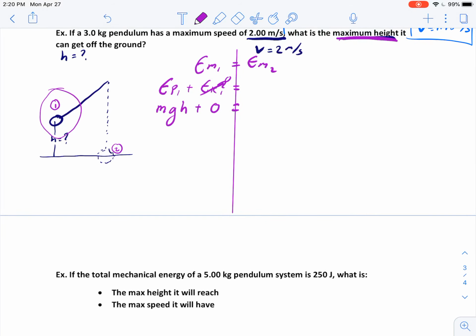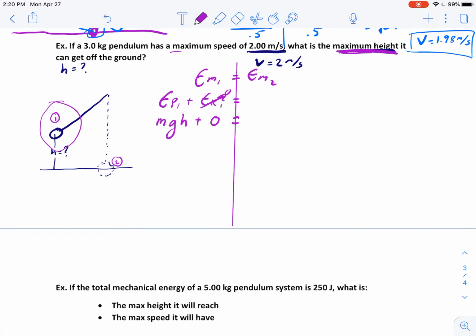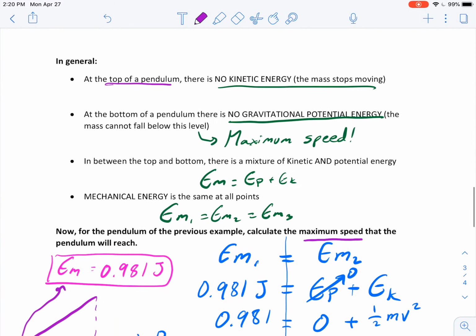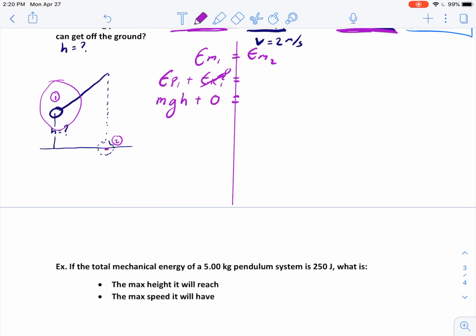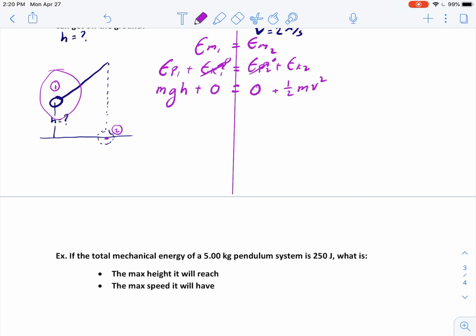At EM2, which is where the pendulum has a maximum speed, recall from up here, the maximum speed happens at the bottom of the pendulum, which is down here at position 2. Our EP2 plus EK2 becomes 0 because the height is 0, plus 1/2 mv squared, because at that point we have velocity. So if I just made this a little simpler, mgh1 equals 1/2 mv2 squared.